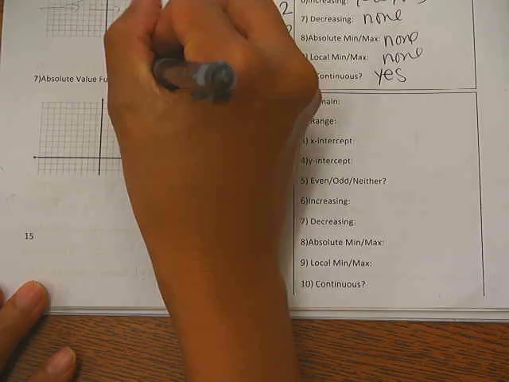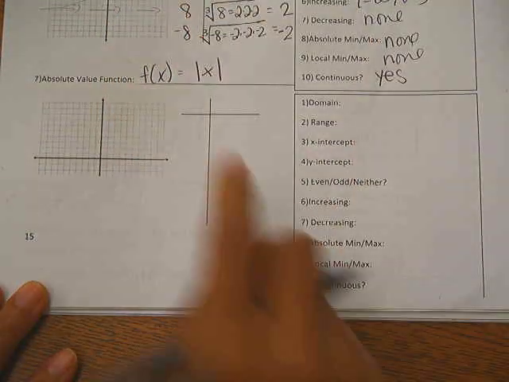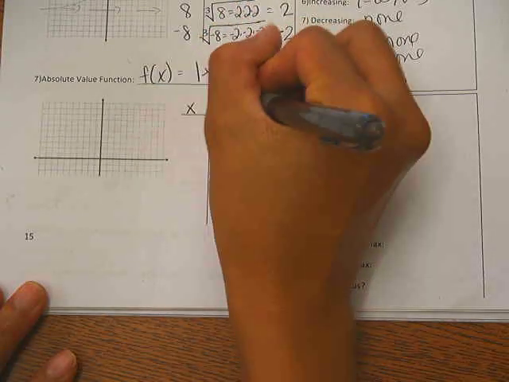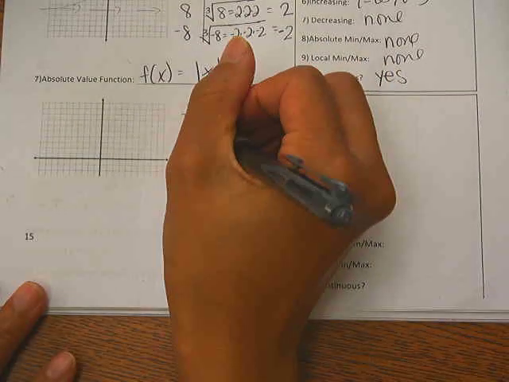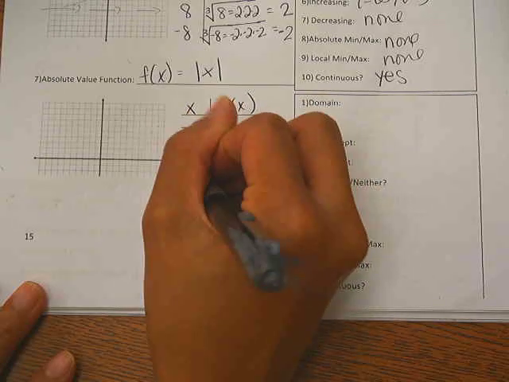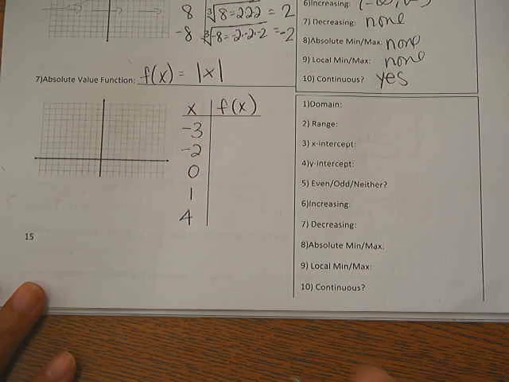Absolute value function. So that will give me f of x equals the absolute value of x. All right, absolute value makes everything positive. So input and output chart. The chart gives me some inputs. So how about -3, -2, 0, 1, and 4? Just random input numbers, okay?